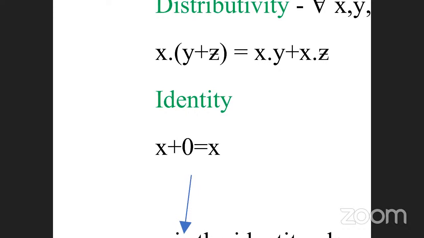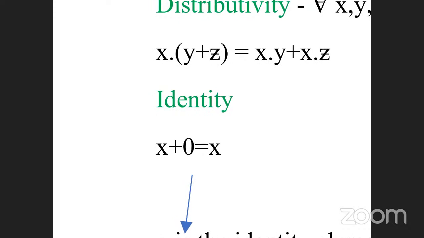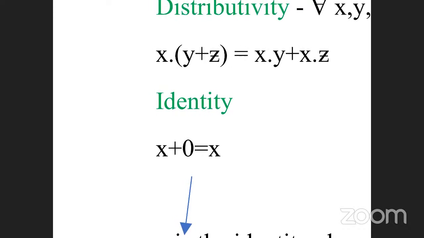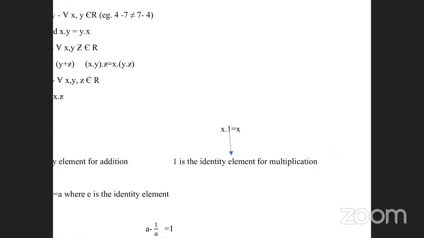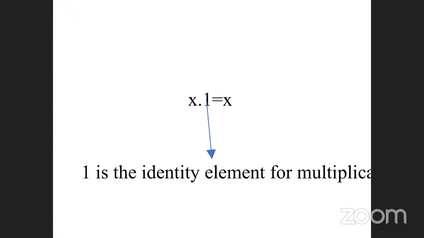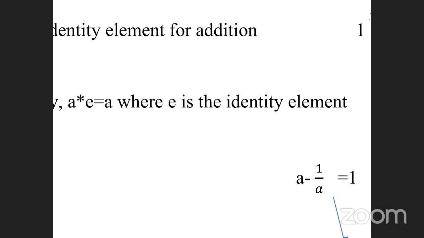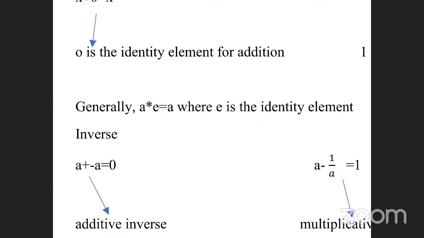Identity means when you add it to that value, you'll get back the original value. So x plus 0 will give you x. 0 is called the additive identity, right? What is the multiplicative identity? 1, right? Very good. So the multiplicative identity is 1. Are you okay with that? So you see this here? This rule is important.